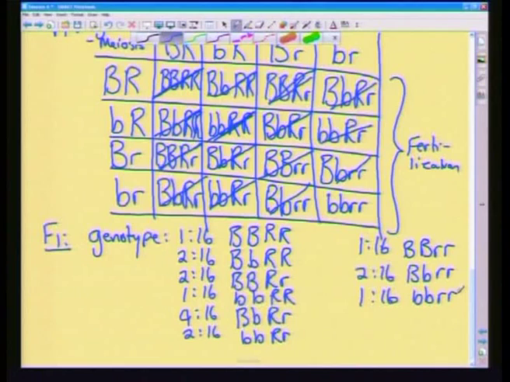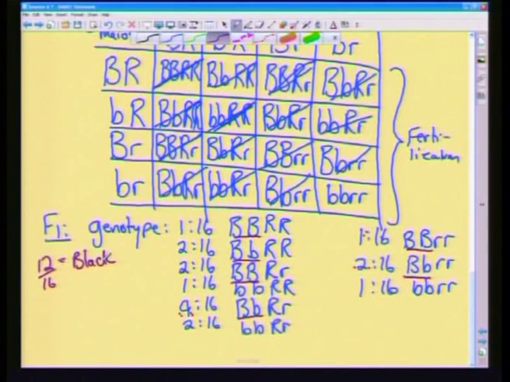Now, people remember capital B was for black, and small b was for white, and capital R was for rough fur, and the small r is for smooth fur. Now, when we do the phenotype, and it's not allowing me to move on, but for your phenotype, we're going to put it in here on the same page. I'll do it in a different color. With the phenotype, here we've got black, and black, and black, and black, and black, and black.